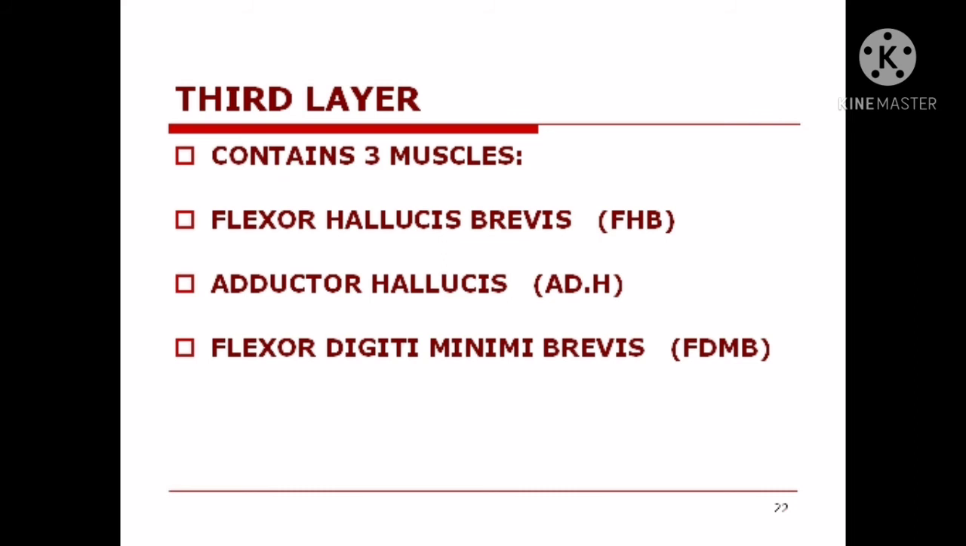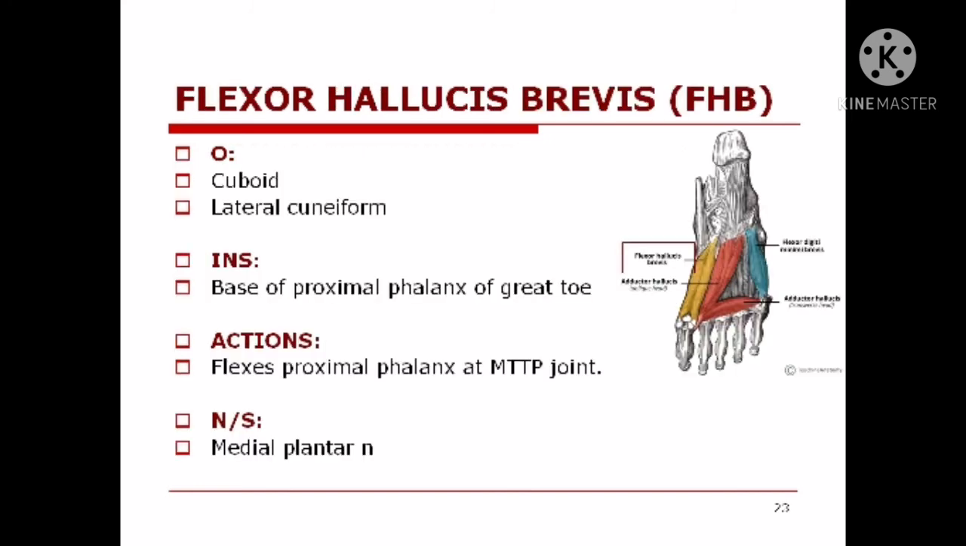The third layer of the muscles of the sole of the foot contains 3 muscles: the flexor hallucis brevis, the adductor hallucis, and the flexor digiti minimi brevis. The flexor hallucis brevis arises from the cuboid bone and the lateral cuneiform. It inserts at the base of the proximal phalanx of the big toe, and its action is to flex the proximal phalanx at the metatarsophalangeal joint, and its nerve supply is from the medial plantar nerve.